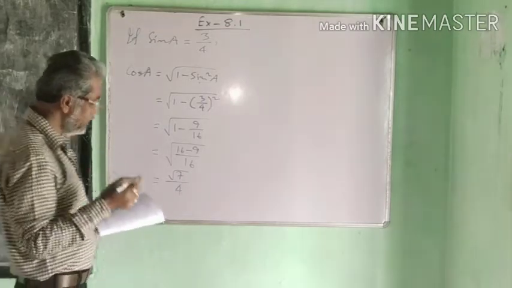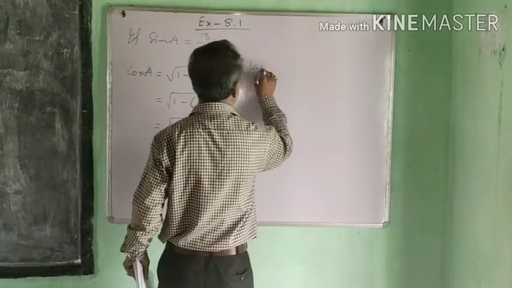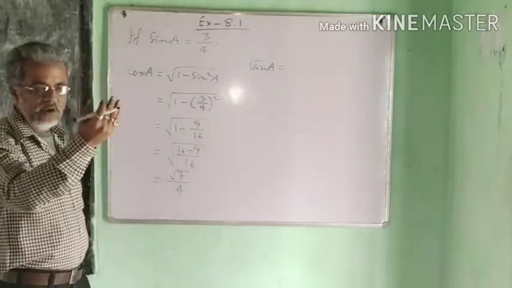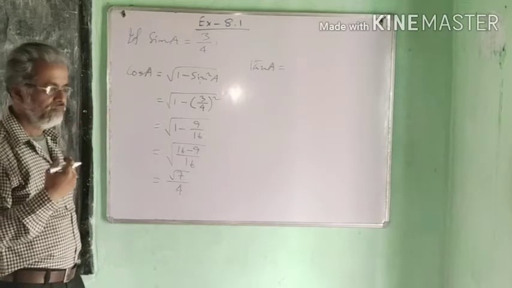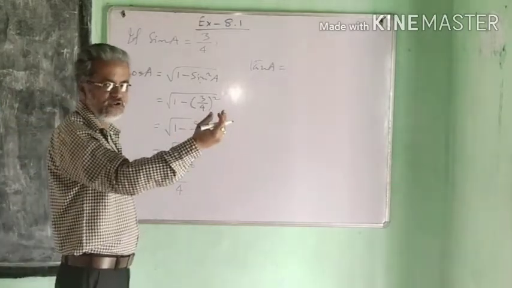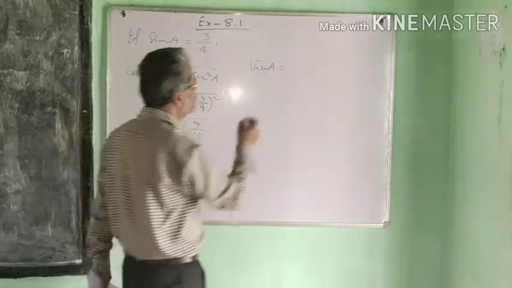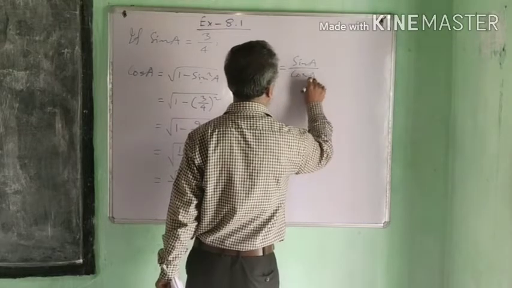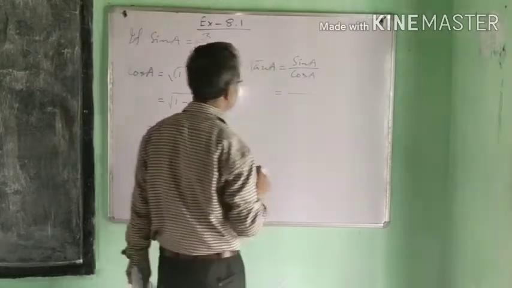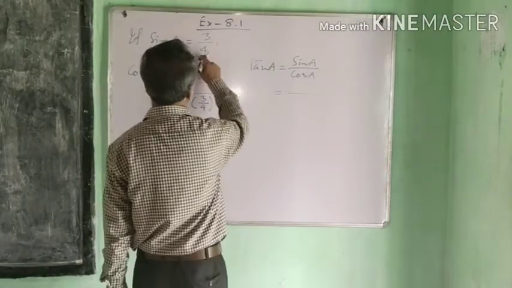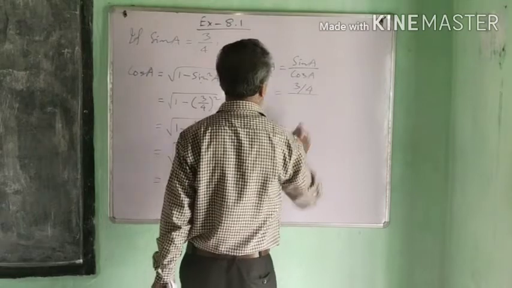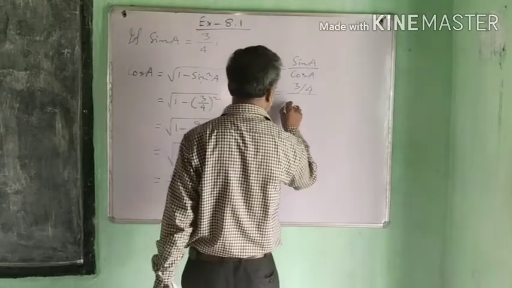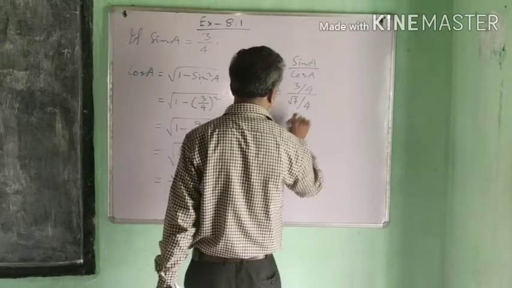We have found out cos A, now tan A. We got the preliminary ratios relation. Tan is the ratio of sin and cos. So we can write sin A by cos A. Now sin A is given 3 by 4. And the cos A we have already found out, root 7 by 4. So we can write it as 3 by 4 divided by root 7 by 4.